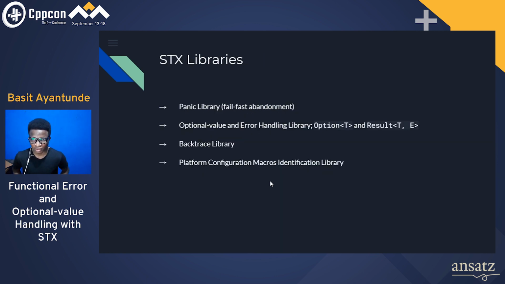STX has a number of libraries within it, which is the panic library, the optional value and error handling library, which contains the option and result types, monads. We also have the backtrace library for getting function backtraces, and the platform configuration macros identification library, which is basically for identifying platform macros, like detecting whether it's compiled for x86 and stuff like that, which can be error prone. So for this talk, we'll only be illustrating the panic library and the optional and error handling library.